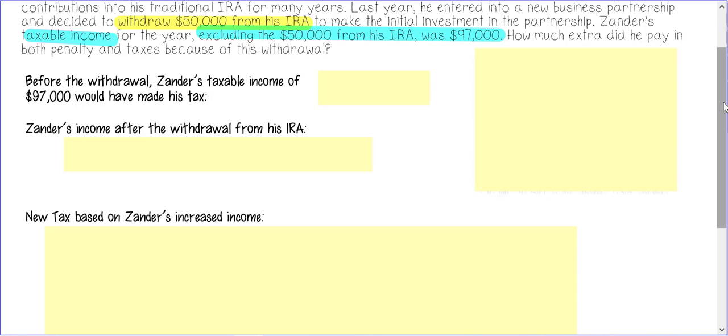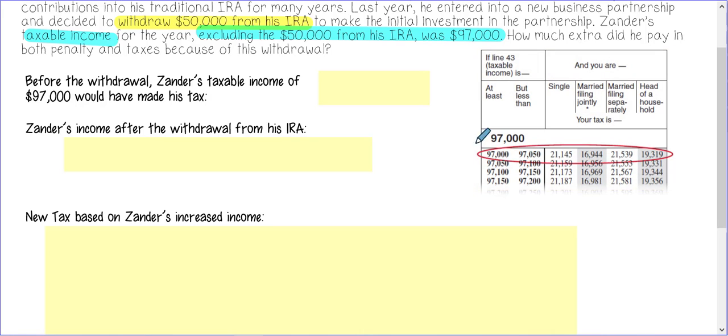So before the withdrawal, Xander's taxable income of $97,000 would have made his tax... So if we look at the tax table, $97,000, and he is married, filing separately, would be $21,539. So Xander's income after withdrawal from his IRA, so when he withdraws that money, it actually increases his income.